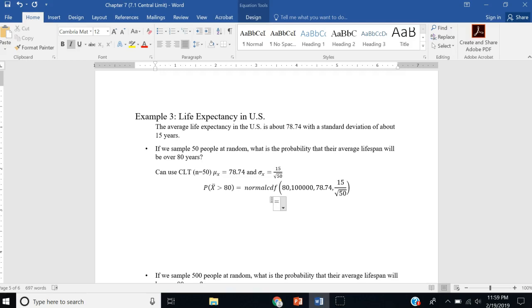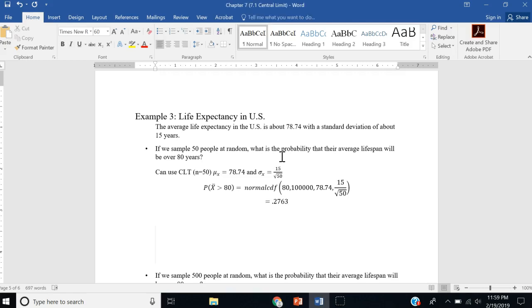And once I typed that in, I got that my probability of this group having an average over 80 years old is about 0.2763. Again, hopefully you got that same thing. If you didn't, either you typed it in wrong or I typed it in wrong. Hopefully you didn't do that.